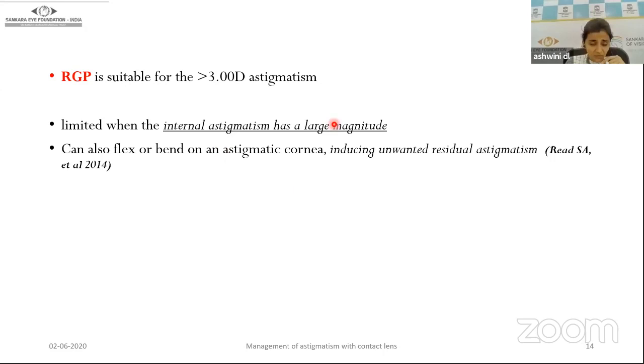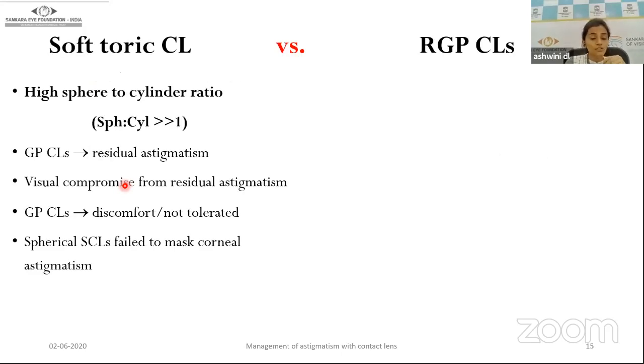So based on this evidence, I would say that the soft toric contact lens was a better option for our case. There are also a few conditions where we can prescribe soft toric and where we can prescribe the RGP contact lens. First, we'll look at the soft toric contact lenses. We can prescribe soft toric when the prescription has a high sphere compared to the cylindrical power.